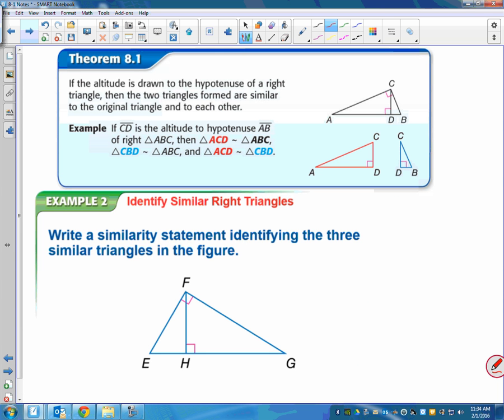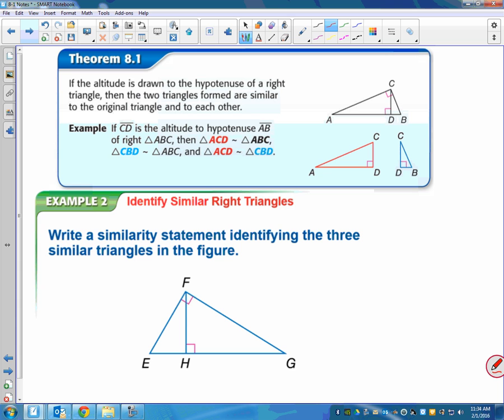Okay. The rest of these are all about triangles and basically how we can use geometric means to solve for some stuff. So it says if the altitude is drawn to the hypotenuse of a right triangle, the hypotenuse is the side across from the right angle. Then the 2 triangles formed are similar to the original triangle and to each other.